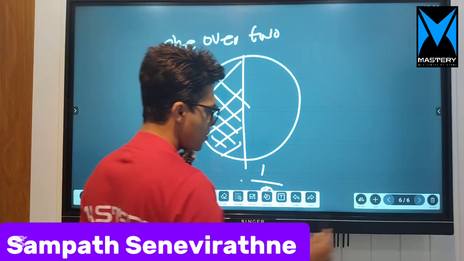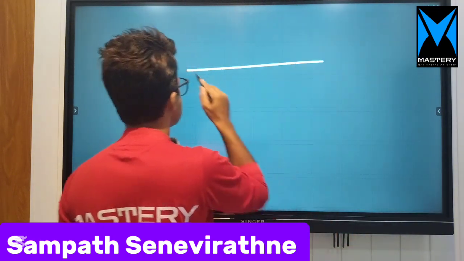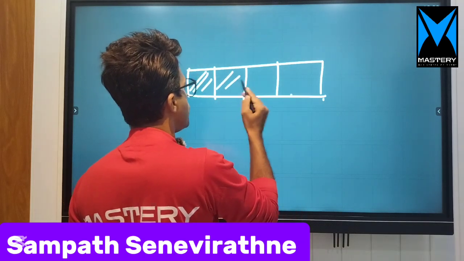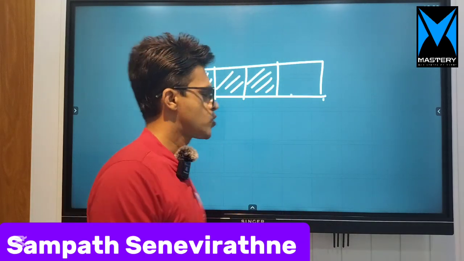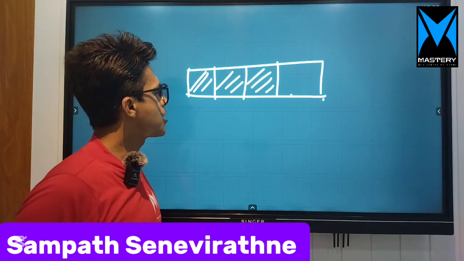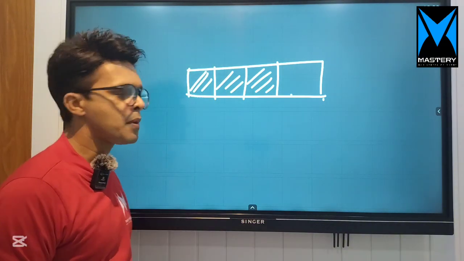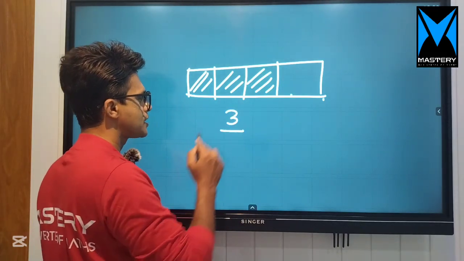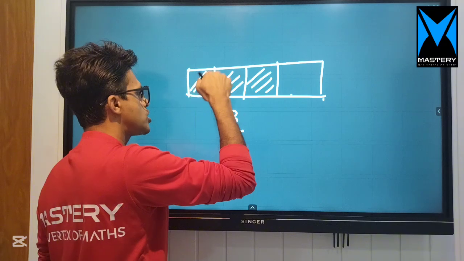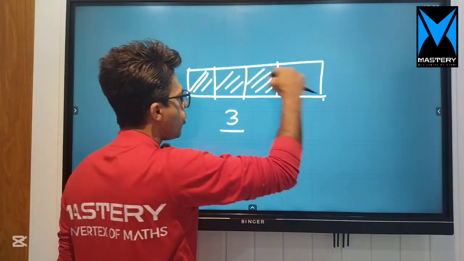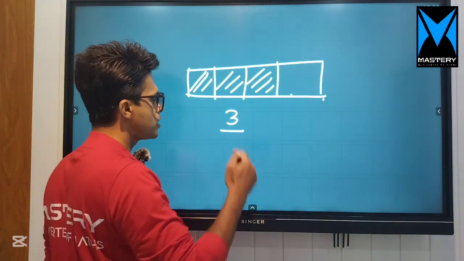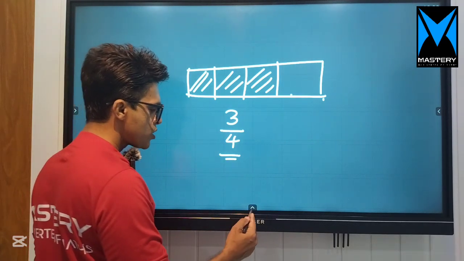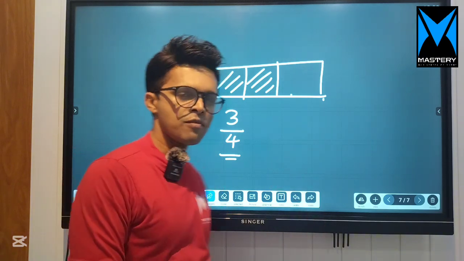So how can you identify this one? Just imagine a certain object. This given diagram is divided into 4 parts, and 3 parts are shaded. So when it comes to fractions, 3 parts out of 4 parts altogether, therefore this is 3/4. This is the basic idea of fractions.